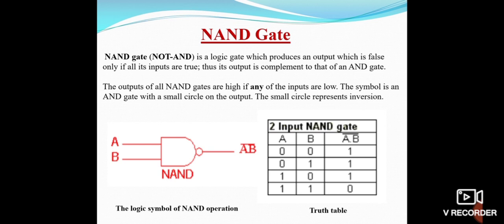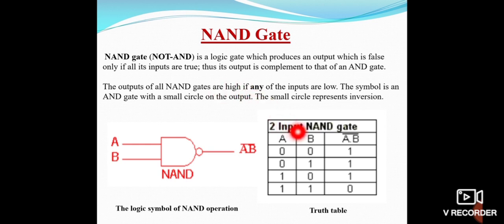So this is the logic symbol of NAND gate. You can see it is an AND gate with a bubble here. That is bubble AND gate. It is known as a NAND gate. The inputs are A and B, so you will get an output A dot B, all bar. That is, the output of NAND gate is the complement of the output of AND gate.